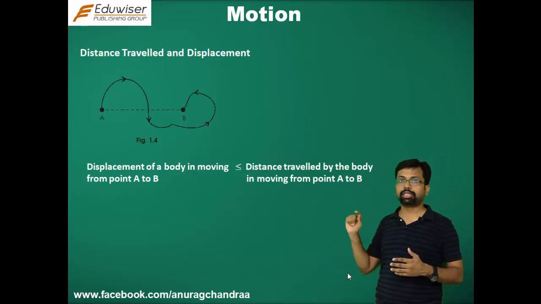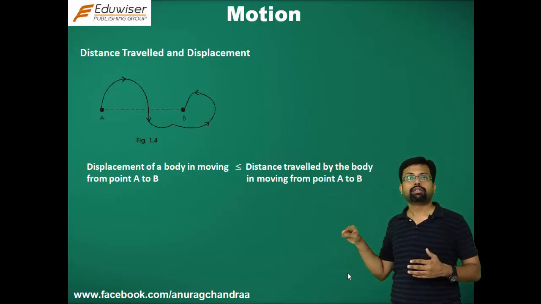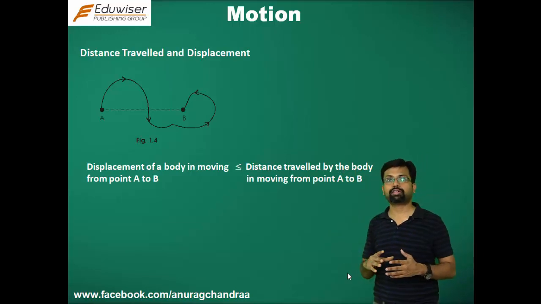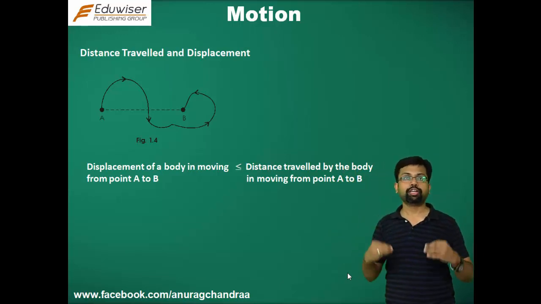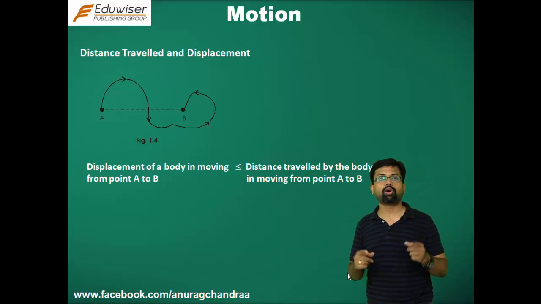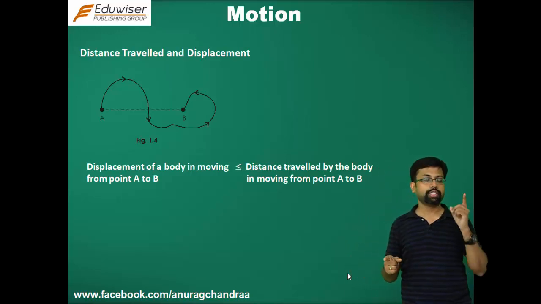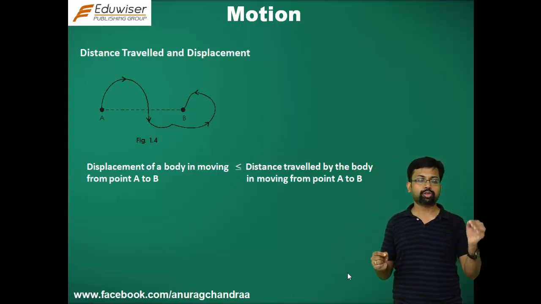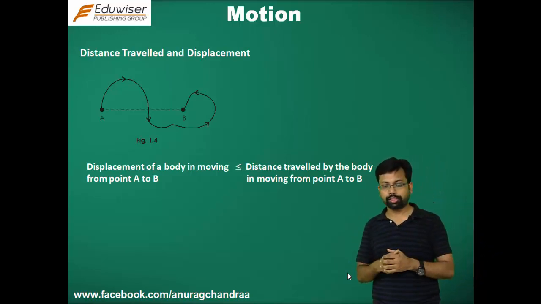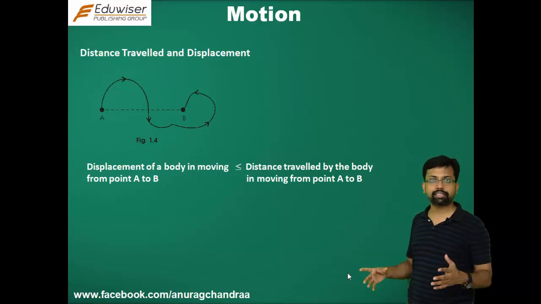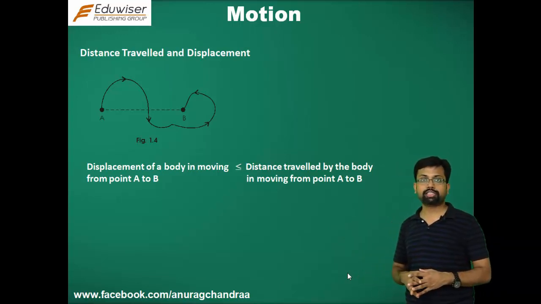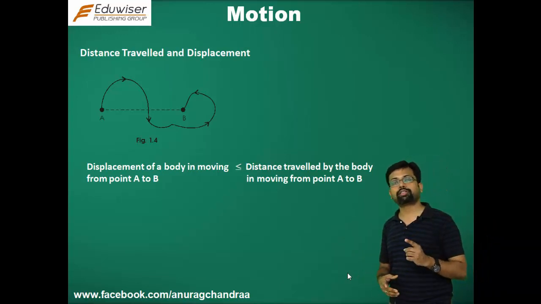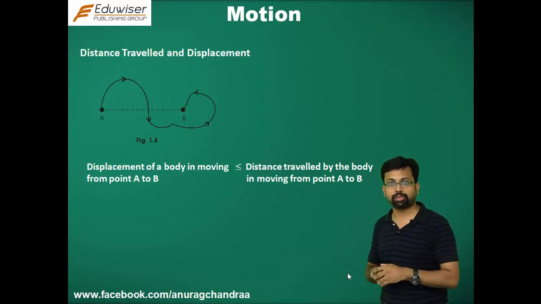So what do you see? The distance has to be the whole length of the path traversed, but displacement will be irrespective of the path traversed. It will always be the line joining the initial and the final points, which is always going to be a straight line joining the initial and final points. So in this particular case, or in any case that you observe, the distance will always be greater than or equal to the displacement between 2 points.